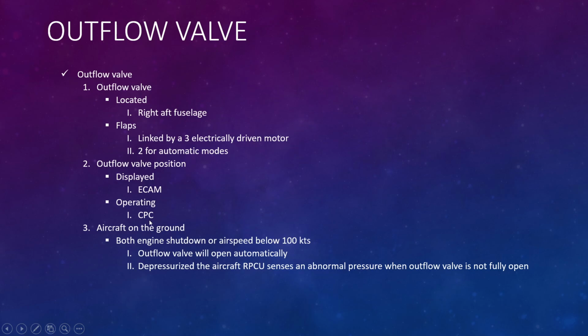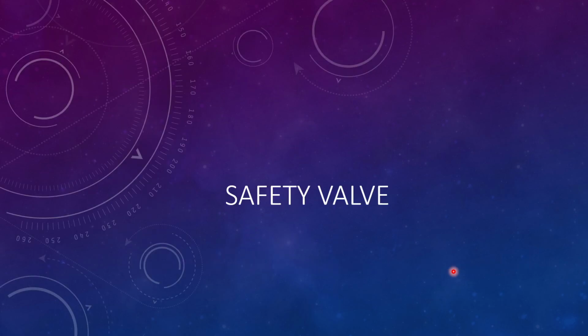If the aircraft is on the ground, both engines shut down, or the airspeed is below 100 knots, the outflow valve will open automatically. This depressurizes the aircraft, and the residual pressure control unit senses an abnormal pressure when the outflow valve is not fully open. Next, we have the safety valves.